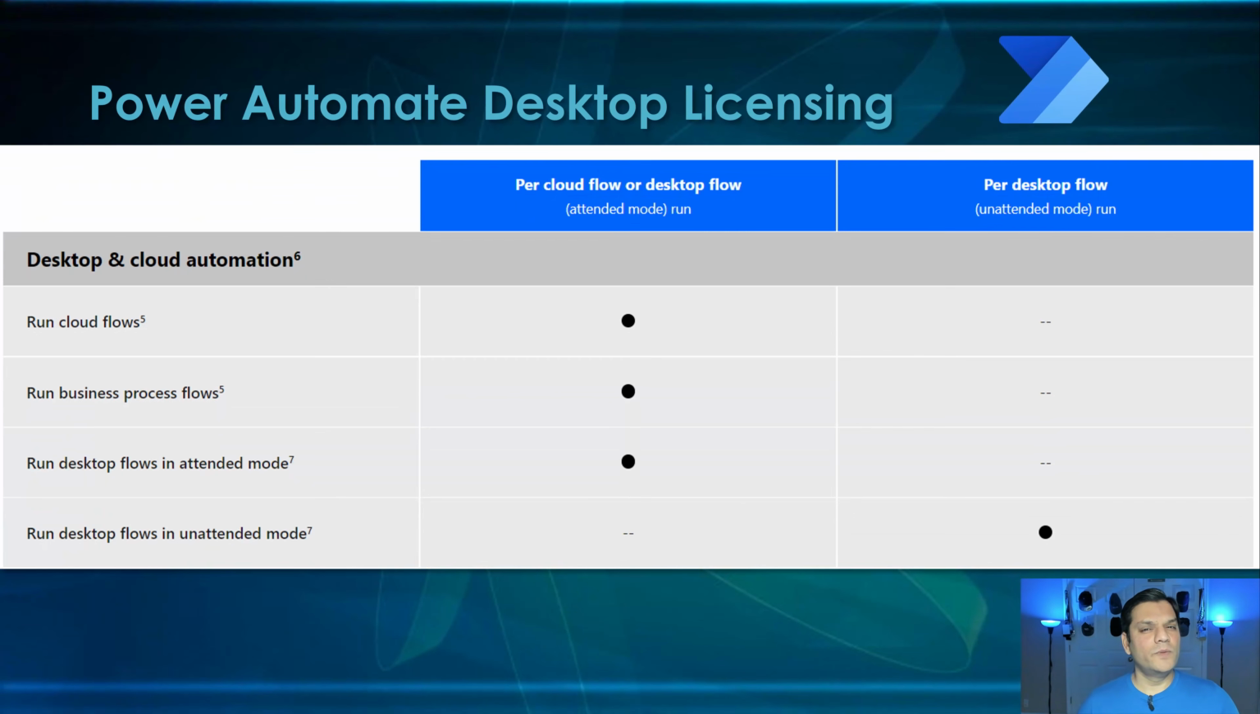Next, I want to spend a few minutes talking about the licenses, not about the actual dollar amount, but about what are the services that come along with it. So over here, you can see the per cloud flow or the desktop flow. For the attended one, its licensing plan or services plan is different from the unattended one. So that's the importance over there.